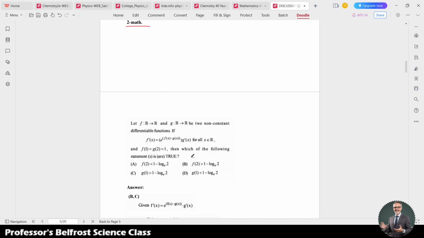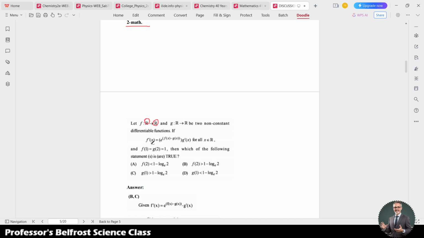So here's the question. Let f: R → R and g: R → R. This is a function. Okay. The input is all real numbers, and yeah, this is the domain. This is the range. Okay, and it also maps to a range which are elements of real numbers. Okay, so we have function f(x), for example, g(x), be two non-constant differentiable functions.